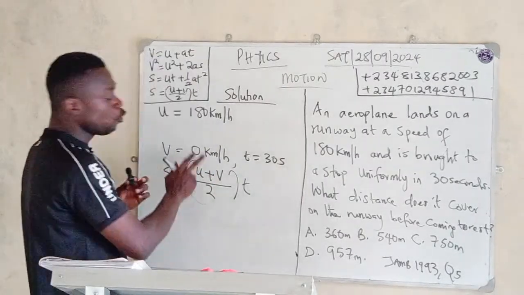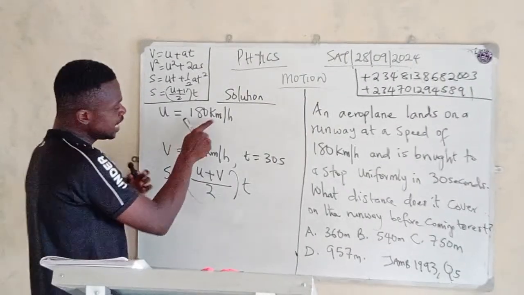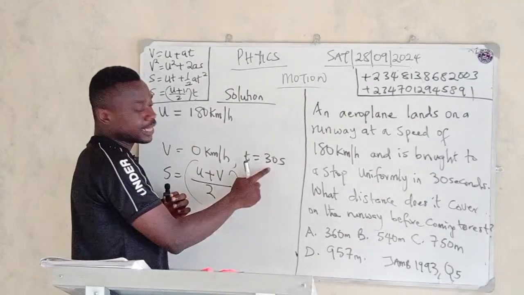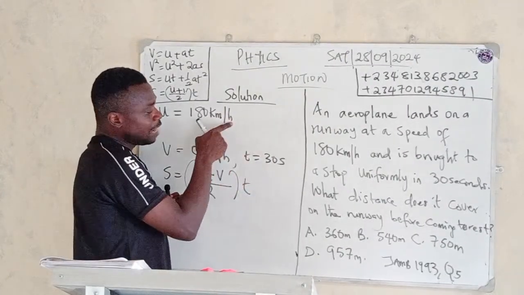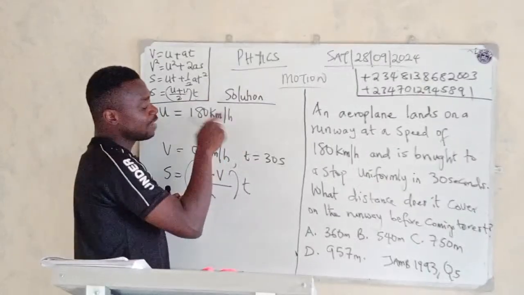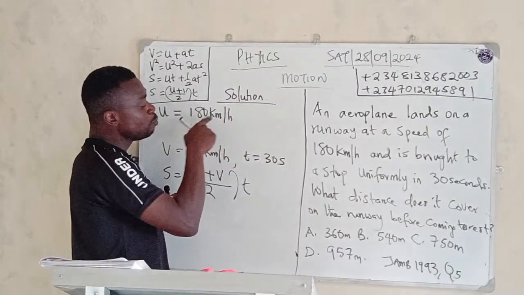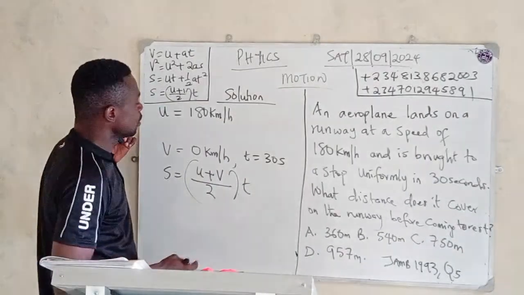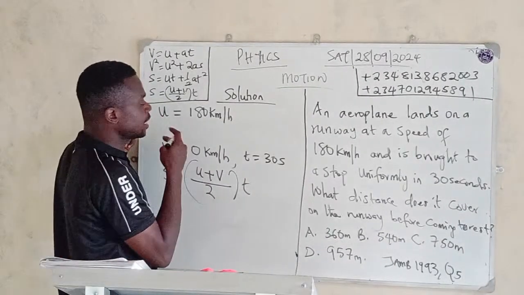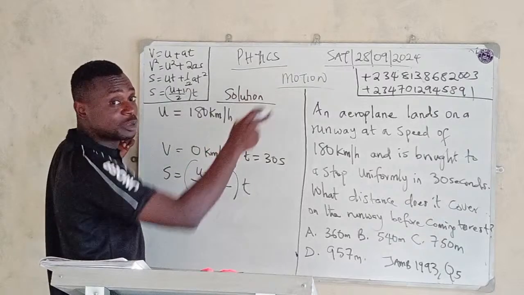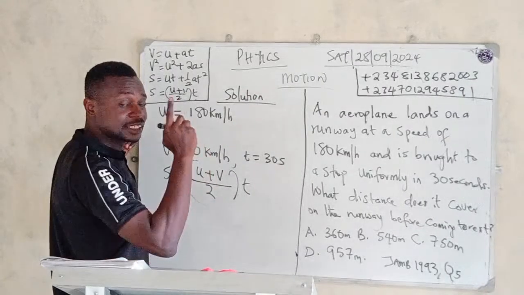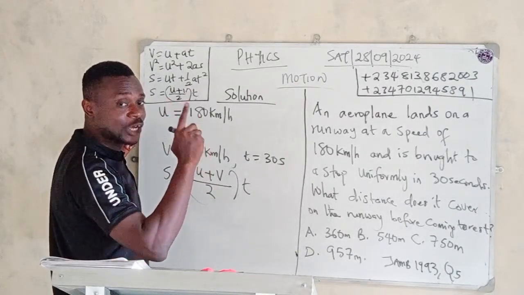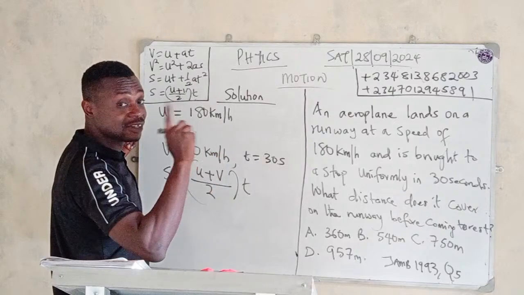But before we start substitution, I want to convert. Here is in kilometer per hour, while the time is in seconds. Time here is hour, so we need to convert everything. We convert it to meter per second. Let's move this to meter per second. And how do we do that? Okay, this is 180. We have 180 kilometer. Remember, 1 kilometer is equivalent to what? 1,000 meters.